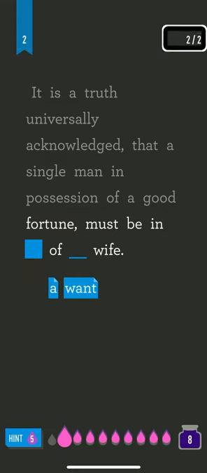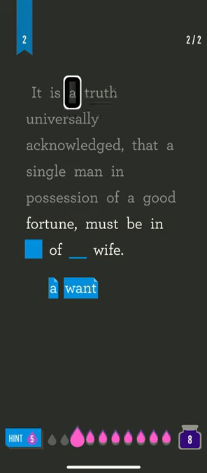It is a truth universally acknowledged that a single man in possession of a good fortune must be in blank selected, of blank wife, a want.